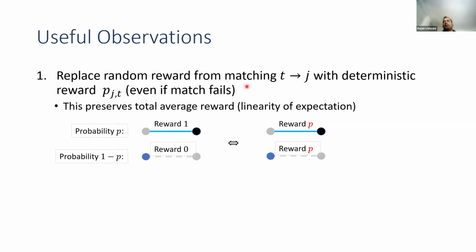So random rewards can be replaced with deterministic rewards, but keep in mind that there's still randomness in the overall process, because with probability p, the resource is actually used up, meaning I cannot match it again. With probability 1 minus p, the resource is not used up, and I can match it again and get another reward. All we are doing is replacing the reward of 1 or 0 with just the same reward p everywhere. And this is fine. It preserves the total average reward by linearity of expectation. And here we are really using the fact that we are interested in non-anticipative algorithms. The algorithm does not know whether the reward will be 1 or 0 before it chooses this edge. So that's why I can just replace it with a deterministic reward p. Any questions about this observation?